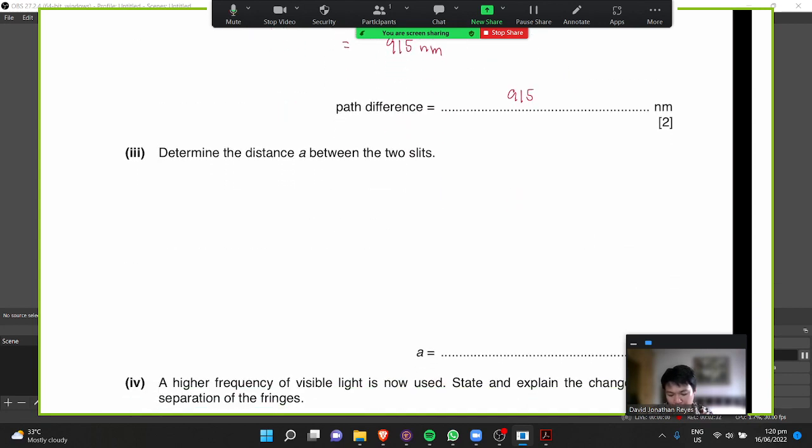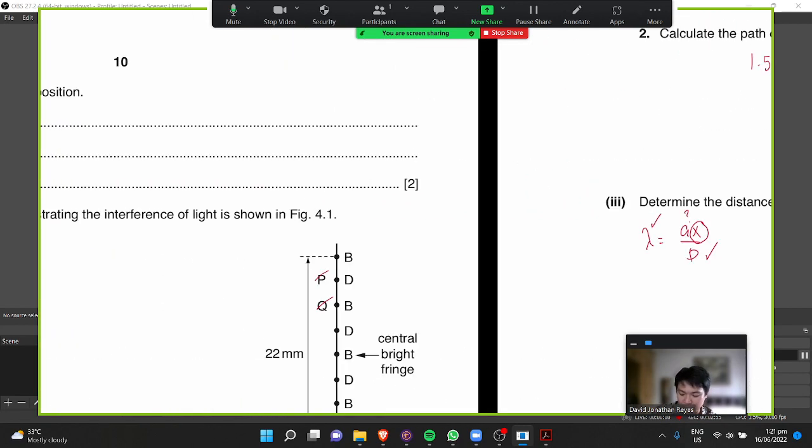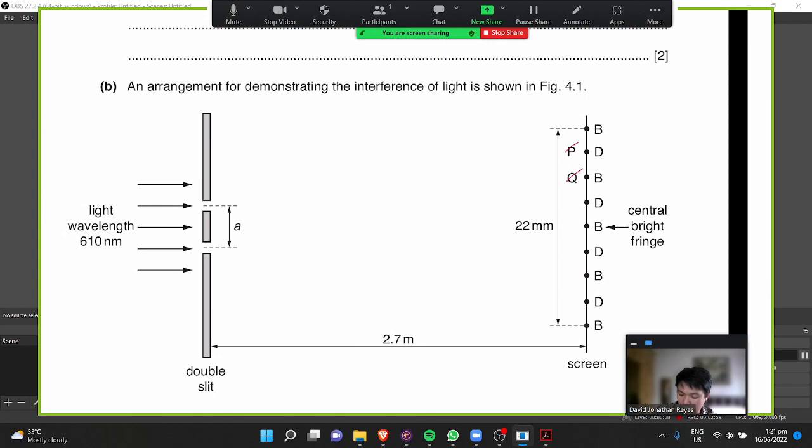Now for the last one, you are asked to solve for a, the slit distance. Okay, so we all know the equation lambda equals ax over D. Now the thing is, we already have the wavelength, 610. Distance D is 2.7. This a is what we're looking for. We don't have x. What we do have though is a distance between multiple fringes. Now if we go back here, 22 millimeters is from bright fringe to bright fringe, but not just a single fringe separation. We have multiple ones.